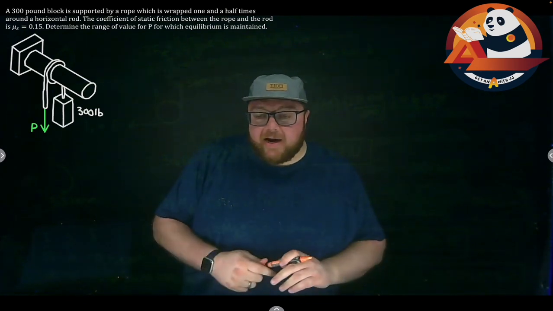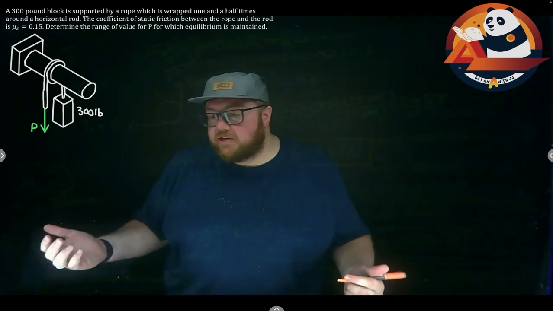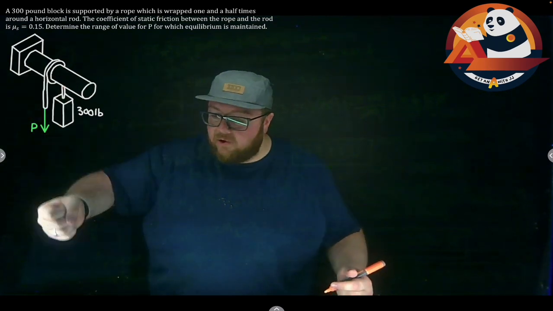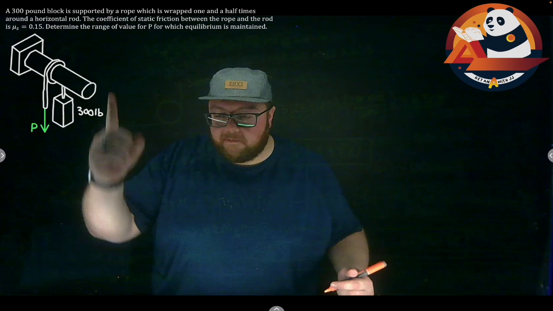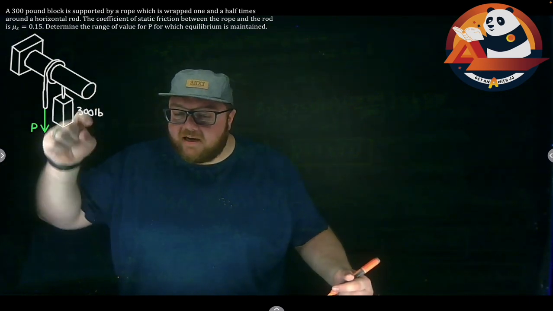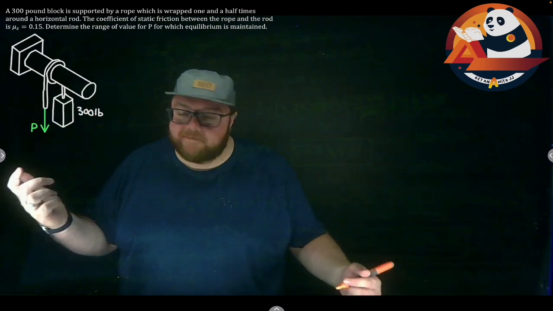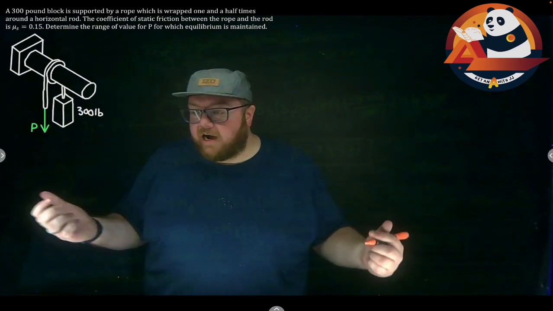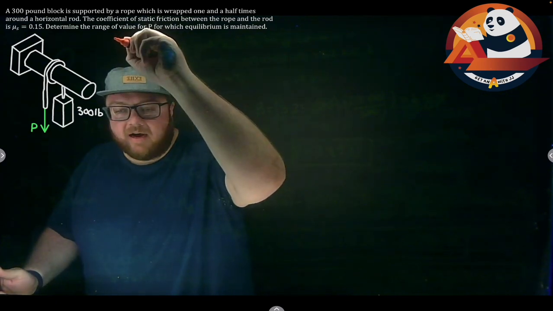If we are to break equilibrium, we could break this in one of two different ways. Either we could be pulling down so hard on this rope that our block starts to go up, or we could be pulling so lightly that the block barely just starts to drop down. One of those two things could happen, so we just want to look at both of those. Let's do our first one. Let's say our block is about to lower.